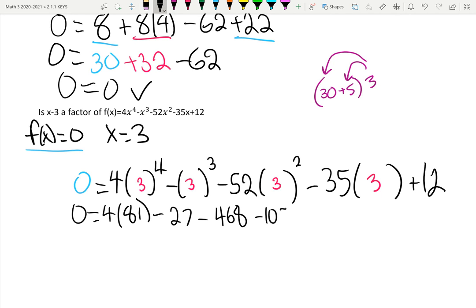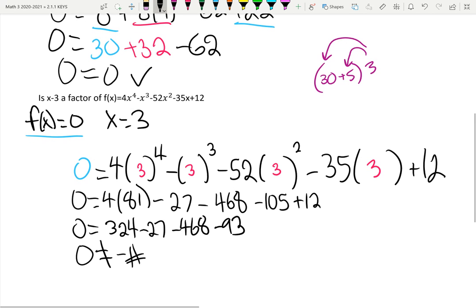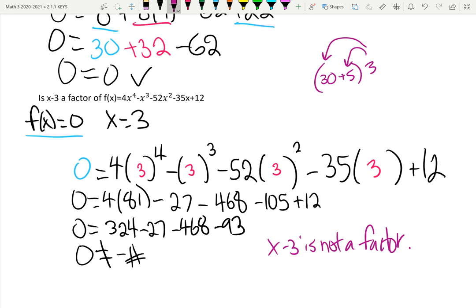So, nevertheless, whatever technique, you get negative 105 plus 12, and after I multiply 4 times 81, I get 324 minus 27 minus 468 minus 93, and I know that this is not going to be equal to 0. It's going to be some negative number, not 0. And what this tells us is, since it's not 0, x equals 3 is not a true x-intercept. x minus 3 is not a factor. 3 did not produce an output of 0.